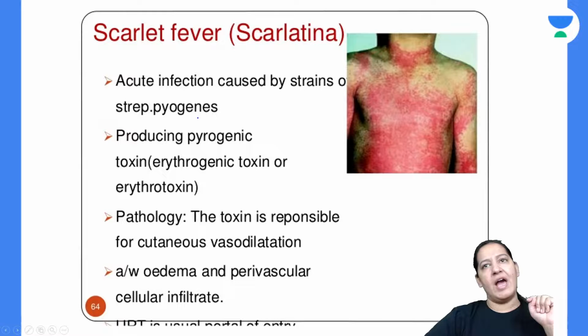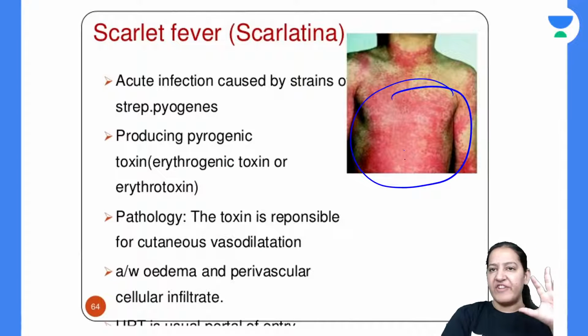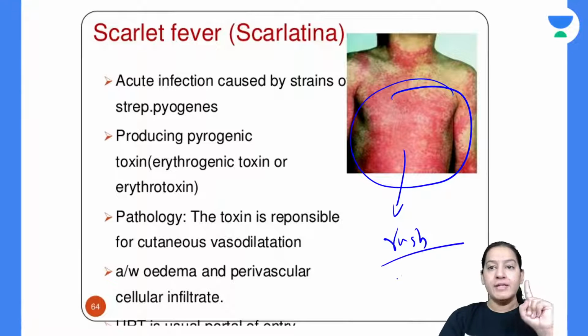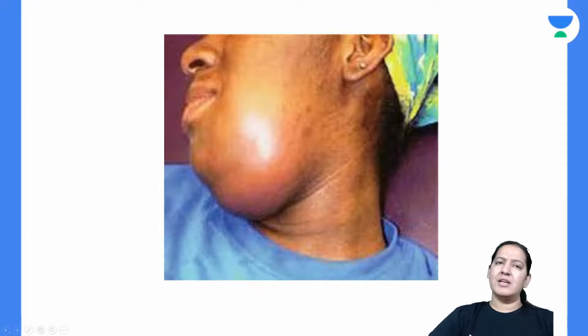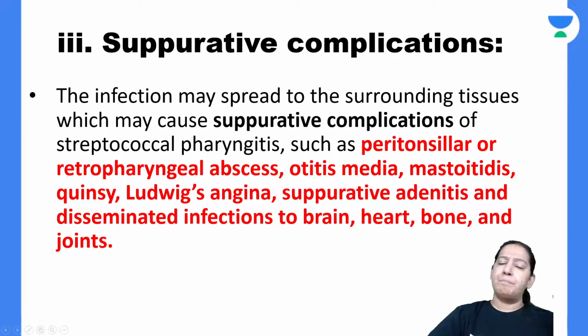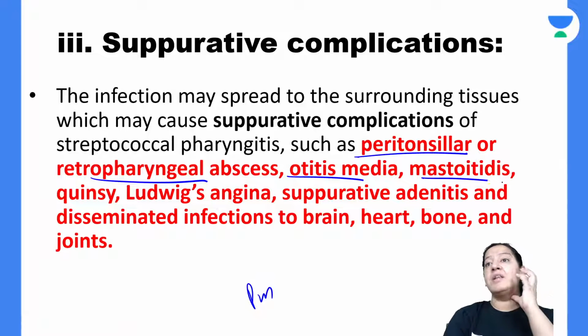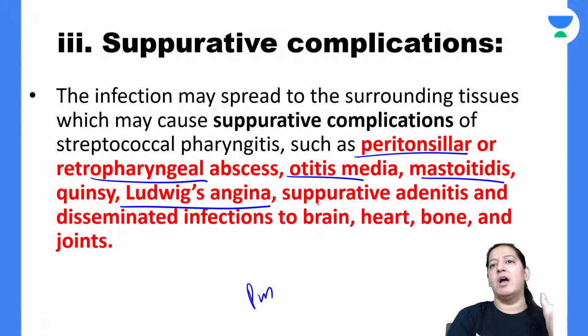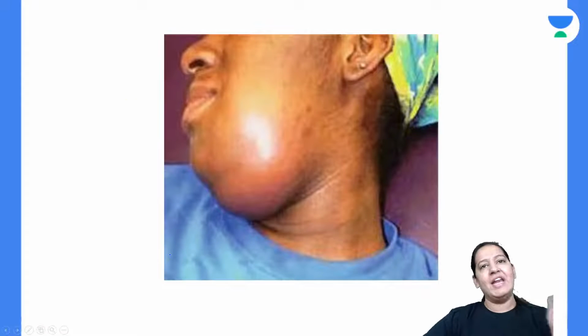In scarlet fever, the patient has first a respiratory infection and then fever and then a red rash over the body. It is due to the SPE-A, B, C toxin, the pyrotoxin. The patient will also have strawberry tongue. And third, others. In others, the patient can have pus anywhere in the body: in the peritonsillar area, retropharyngeal abscess, in the ear otitis media, mastoiditis, Ludwig angina, suppurative adenitis, the pus in the brain, heart, bone, joints, anywhere pus can be there.